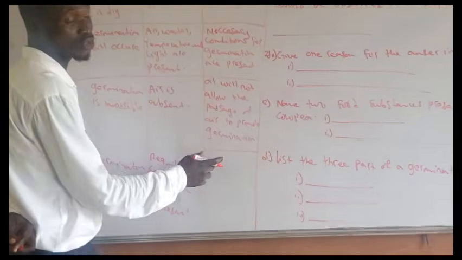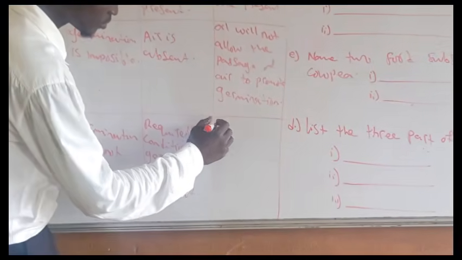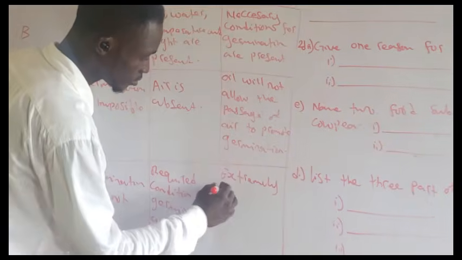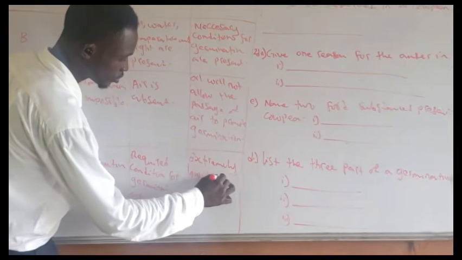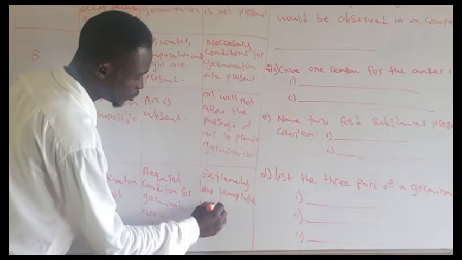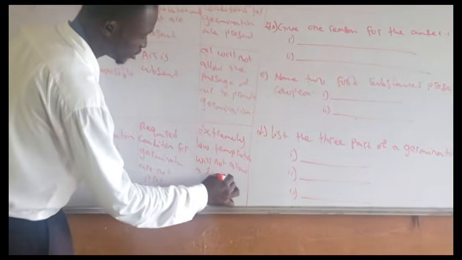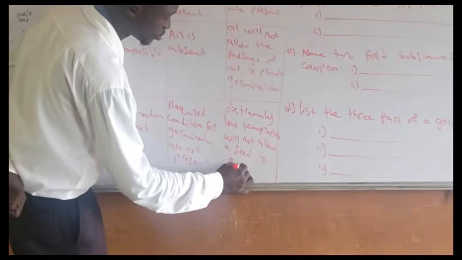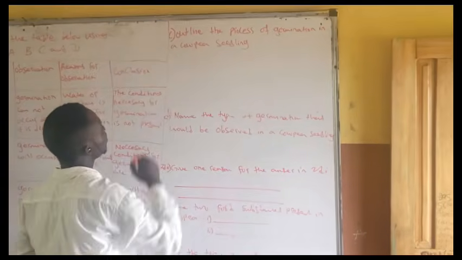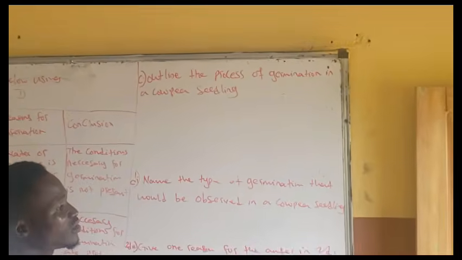What is our conclusion? Extremely low temperature will not allow the seed to germinate. Now, the next question: outline the process of germination in a cowpea seedling.